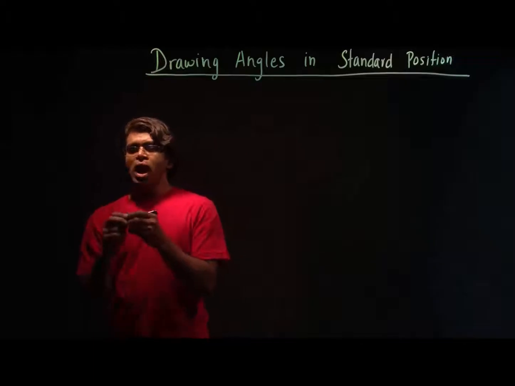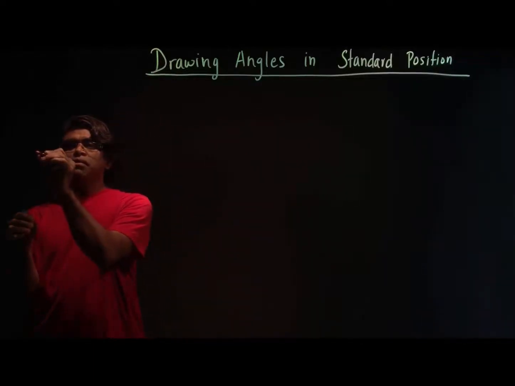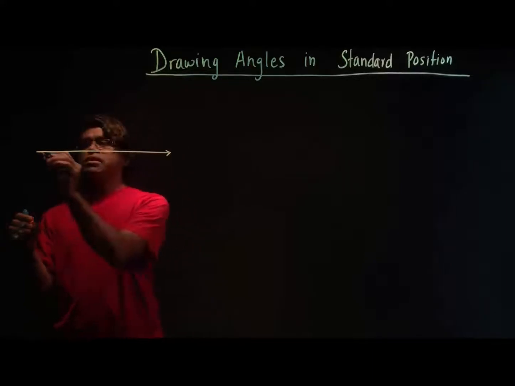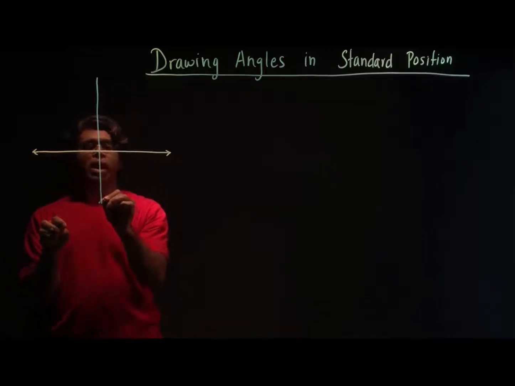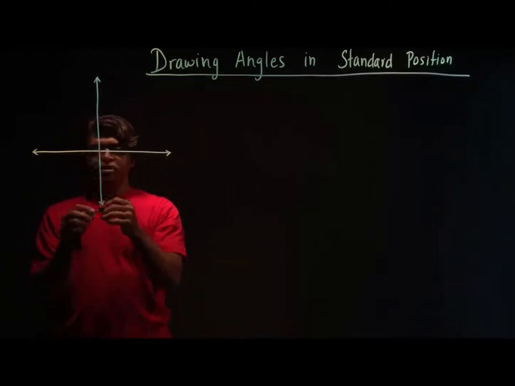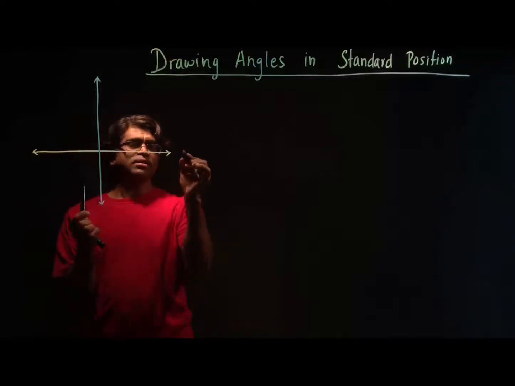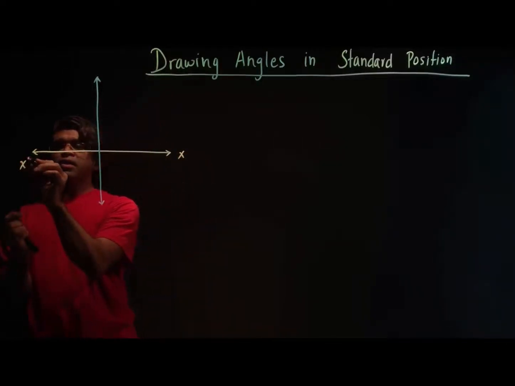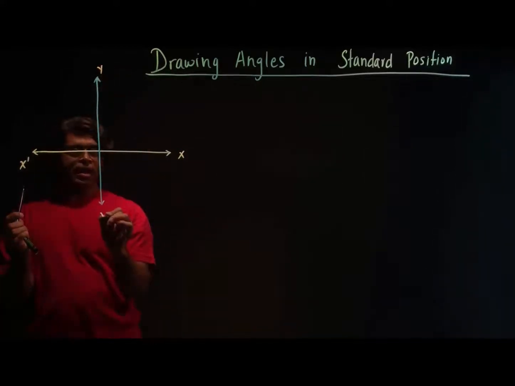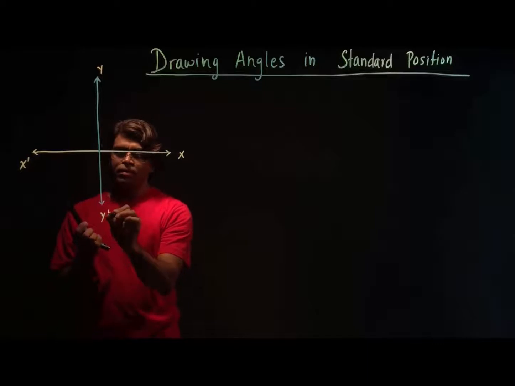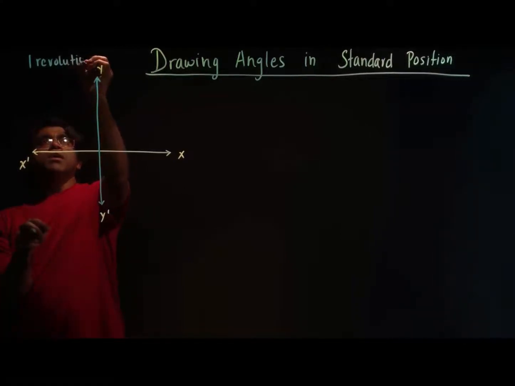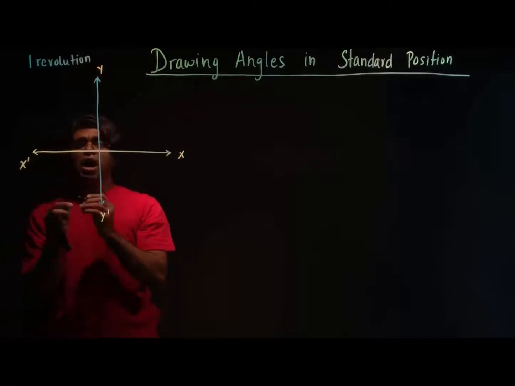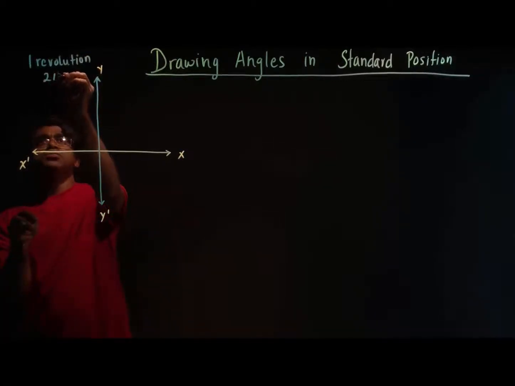So I am going to consider my x-axis, this is my x-axis, and then I will consider my y-axis, and this is my y-axis. I'm going to consider one revolution. And if it's one revolution, how much is the angle? The angle is 2 pi.